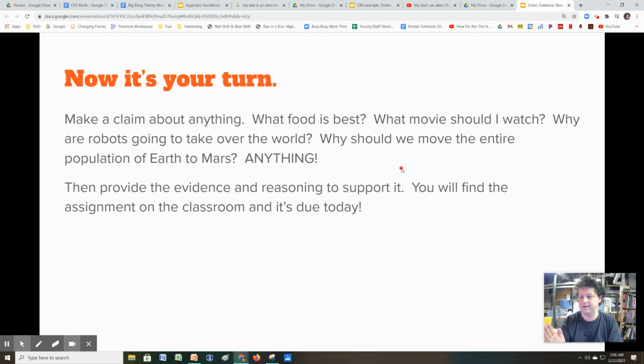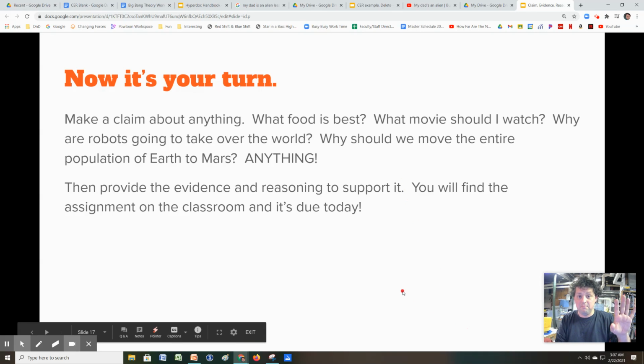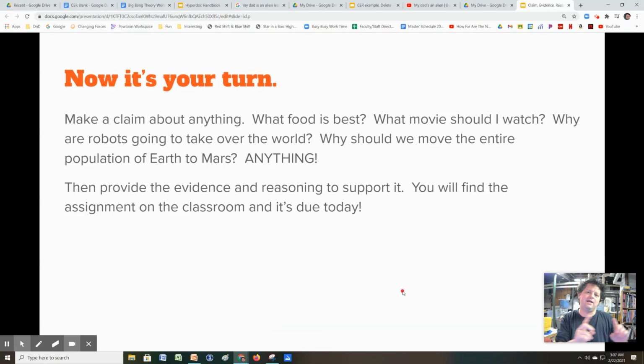Evidence number 2. I don't know. I don't have another piece of evidence for that. But the reasoning would be, if this is the most popular sold pizza, then it must be the most popular pizza. It's probably the best tasting pizza. And so you could connect those two. So you're giving me a claim, 3 pieces of evidence, and the reasoning to support that claim up.